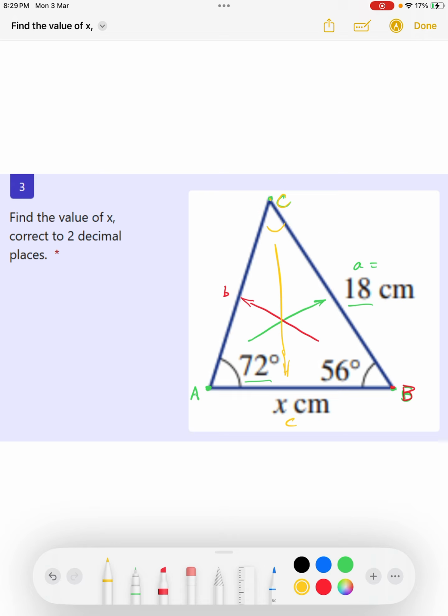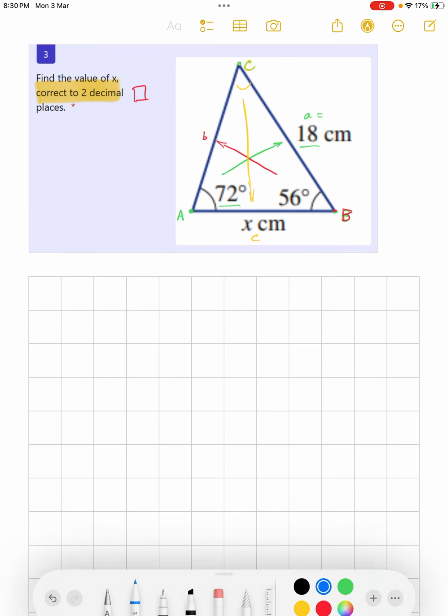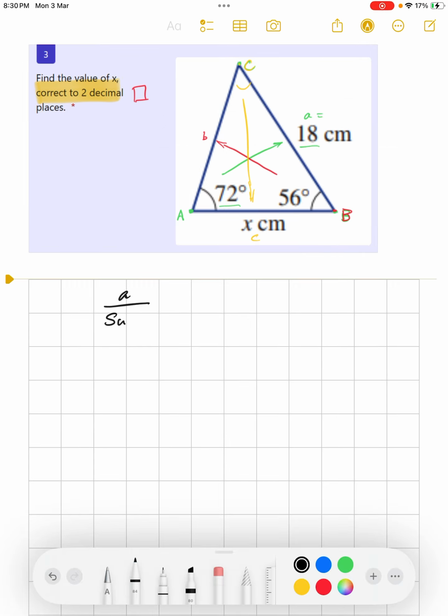Now also the question does say correct to 2 decimal places. So what I like to do on a test is just put a little box to tick later when I've got it to 2 decimal places. Okay, so let's do this. We're going to write the sine rule, and the sine rule says a over sine A equals b over sine B equals c over sine C.